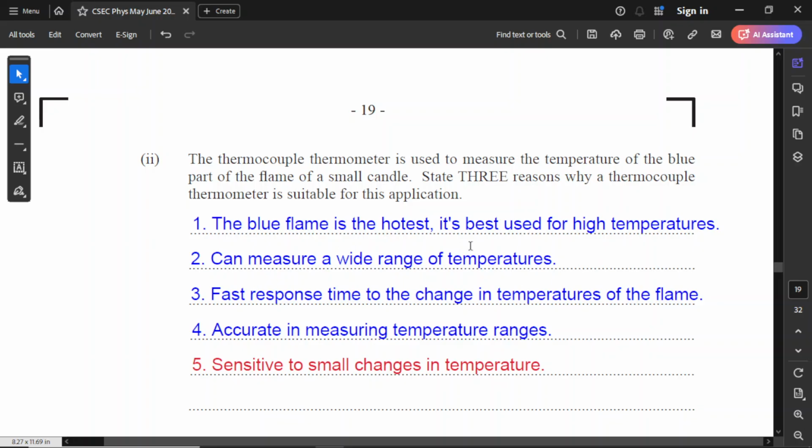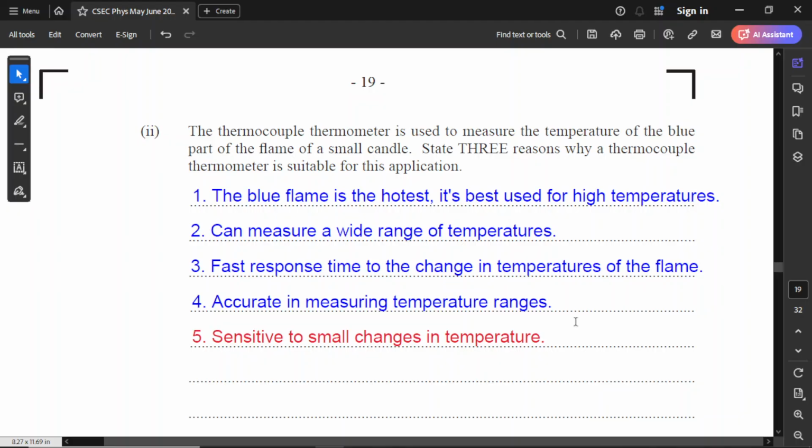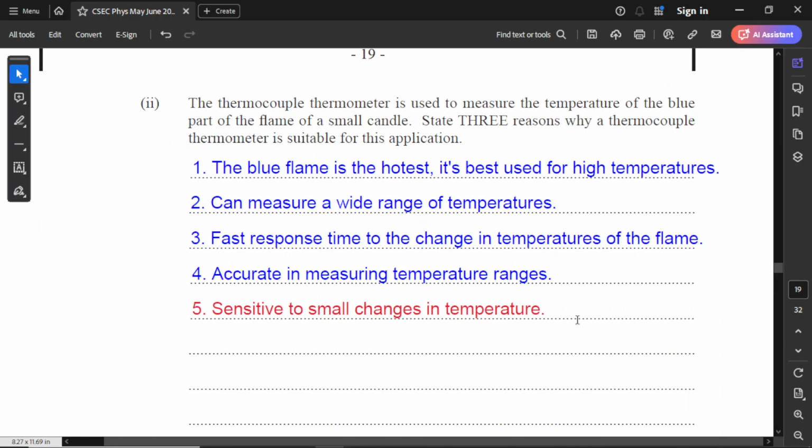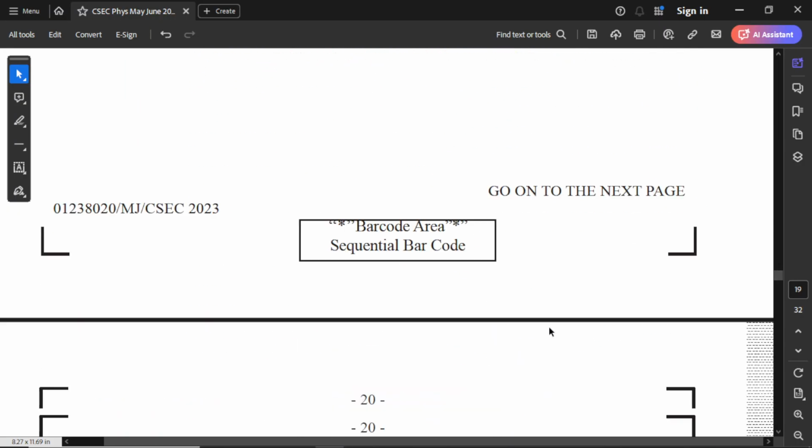It can measure a wide range of temperatures as well, compared to a regular thermometer. You have a fast response time to the change in temperature as well. It's accurate in measuring temperature ranges, and of course, it's sensitive to small changes in temperature. So those are the basic reasons why thermocouple thermometers are used. All right.